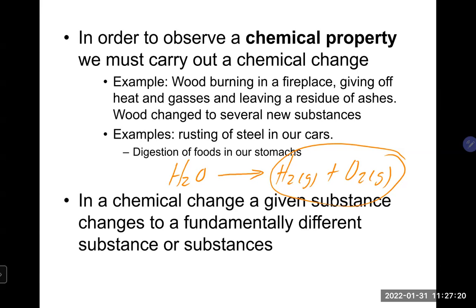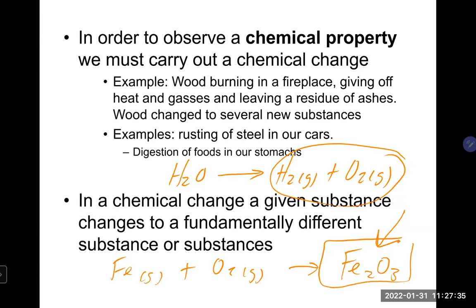Rust, for example, is basically iron metal plus some oxygen gas, and they come together through the magic of chemistry and form iron(III) oxide. Here, the iron and the oxygen have now bonded together. Again, you can put it in the freezer and all that. You're not going to get the iron metal back by itself. You're not going to get the oxygen gas by itself by any type of physical means.